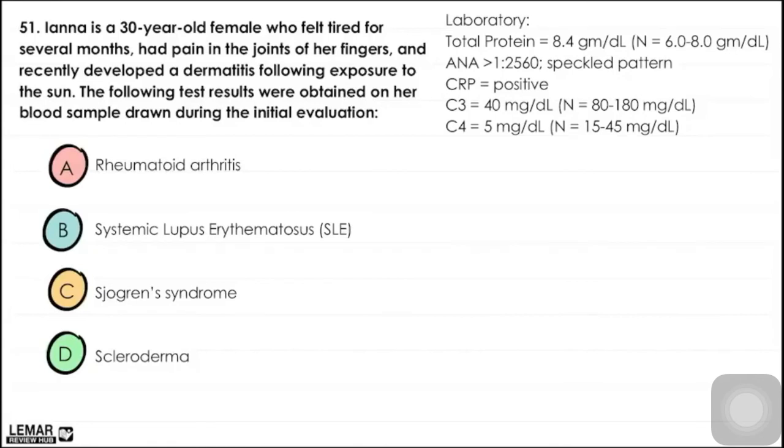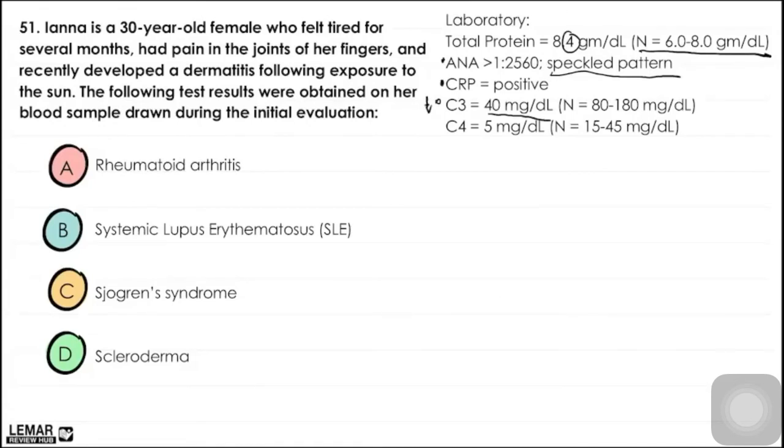We have the following laboratory tests. We have the total protein of 8.4 gram per deciliter. Medyo mas mataas. ANA of more than 1:2,560, showing speckled pattern. CRP positive, and then C3 is 40 milligram per deciliter.